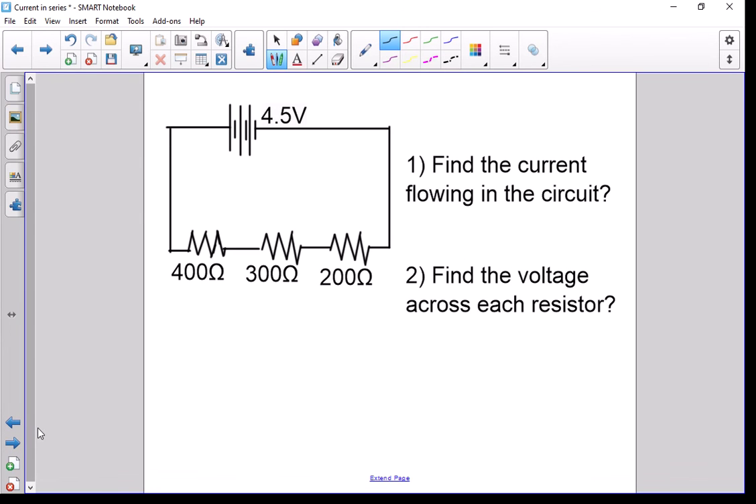So here's a slightly different situation. Find the current flowing in the circuit, find the voltage or potential difference across each resistor. Pause, have a go, unpause when you're ready.